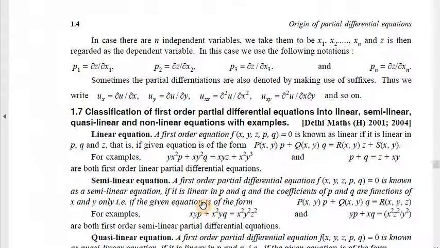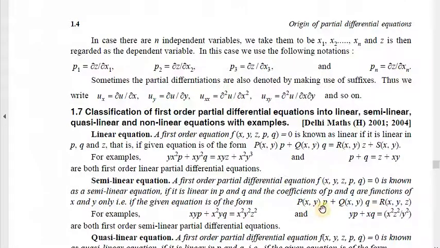So you also have something called a semi-linear equation. In a semi-linear equation, what happens? This is a first order partial differential equation. It should be first order, and it will be semi-linear if it is linear in p and q, and the coefficients of p and q are functions of x, y only, and it is given by an equation of this form. It means it is linear in p and q, but in the case of z it may not be linear. So z will be there. The general equation of this form is called semi-linear.